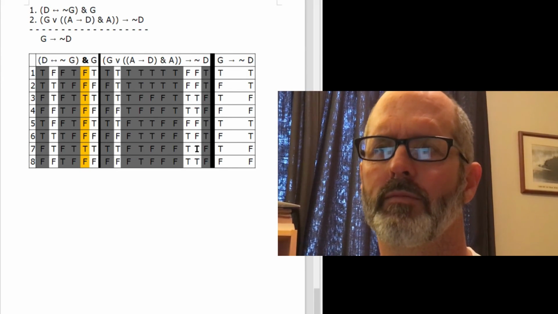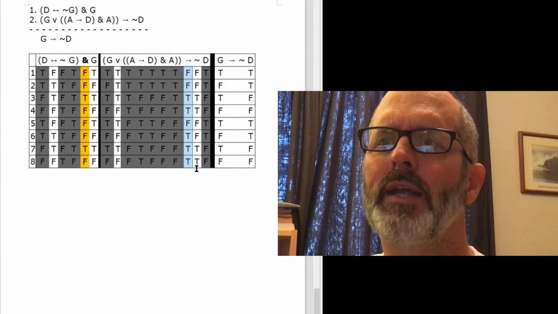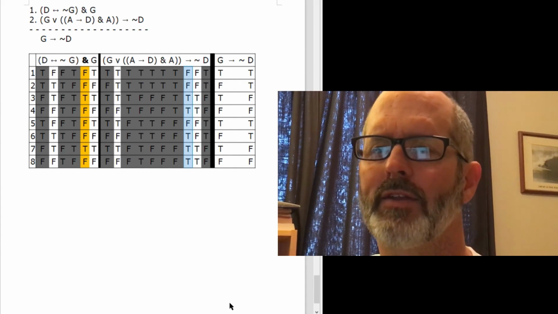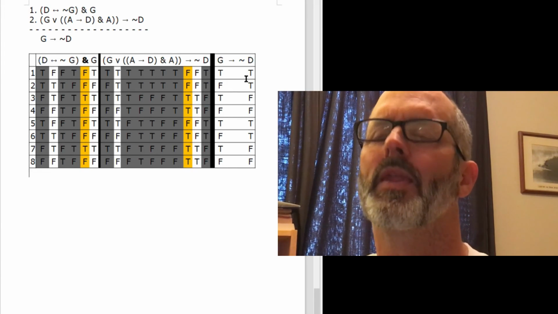Good, right? Really be careful that you're looking at the right places. Good. That is my main connective, so I circle that. That's the only value I care about now, right? I will bold it in orange.